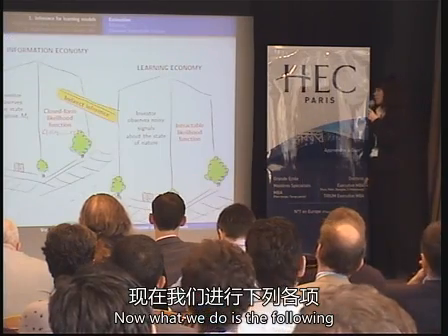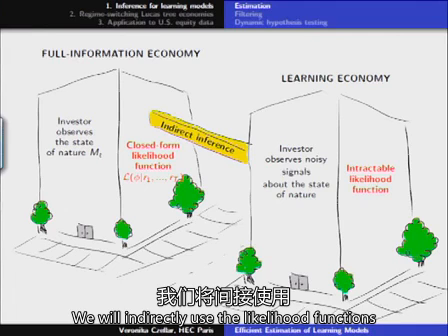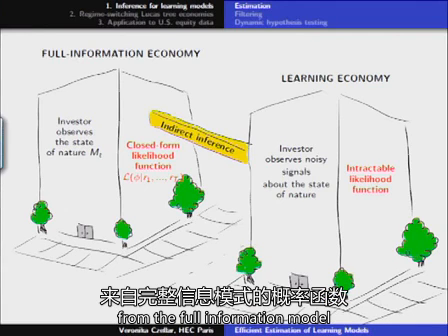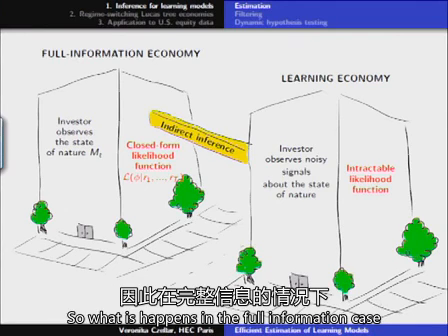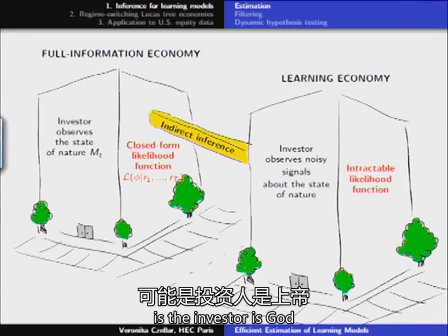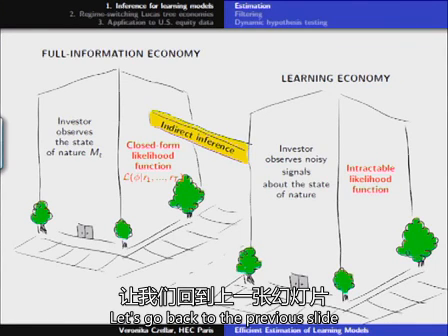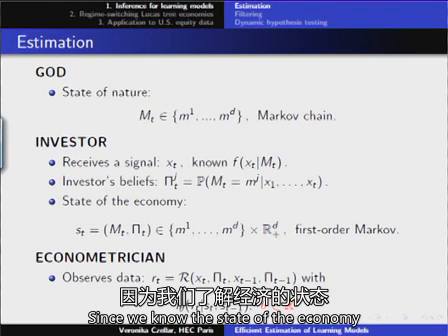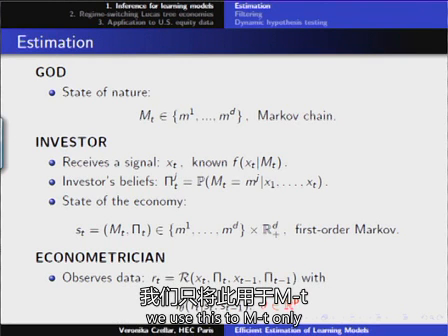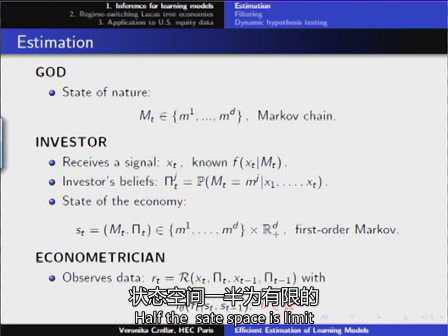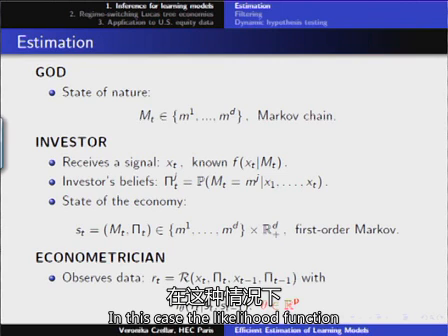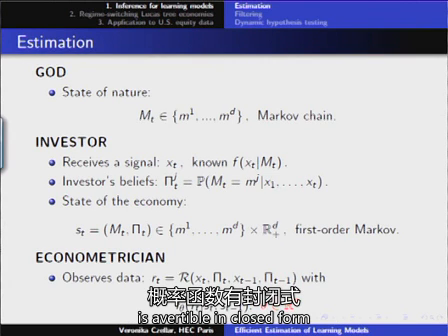Now, what we'll do is the following. We will indirectly use the likelihood function from the full information model. So what happens in the full information case? The investor is God, so he knows the state of nature. Let's go back to the previous slide. Since he knows the state of nature, the state of the economy reduces to M_t only, and hence the state space is finite. And in this case, the likelihood function is available in closed form.